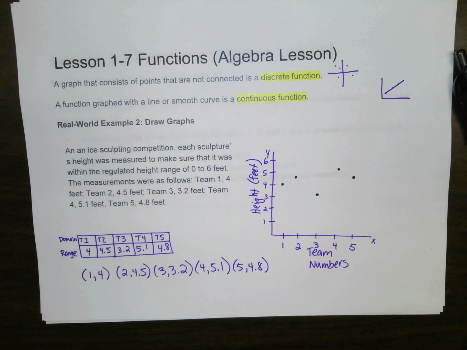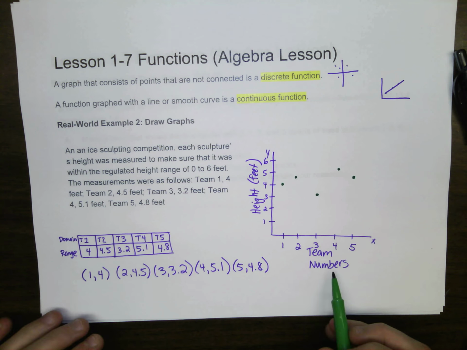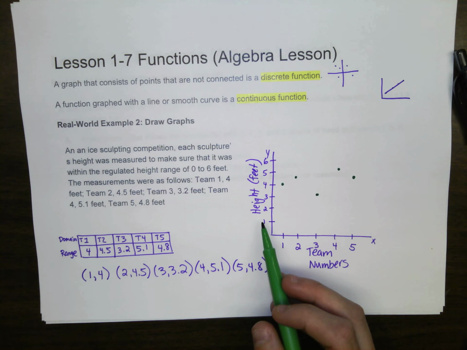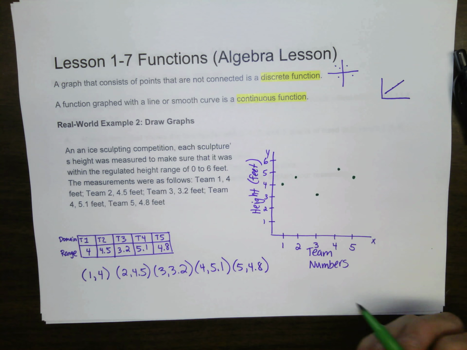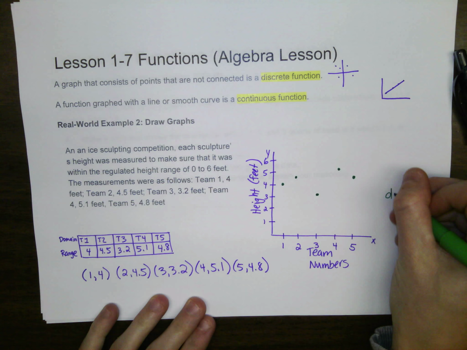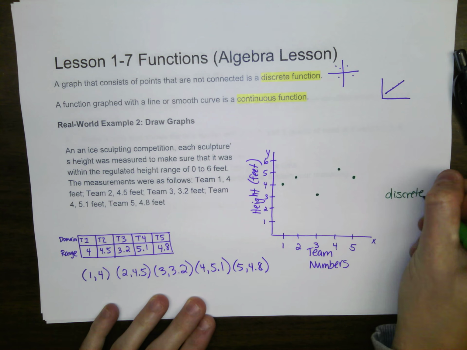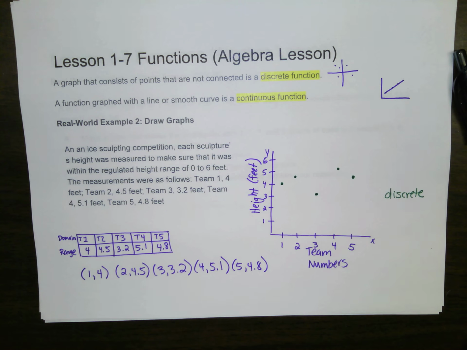And then let's think about this. Would this be considered discrete or continuous? Well, in this case, team number really doesn't have a direct correlation or relationship to height. So these are each discrete points. Because the team number doesn't necessarily impact or tell you what your height has to be.